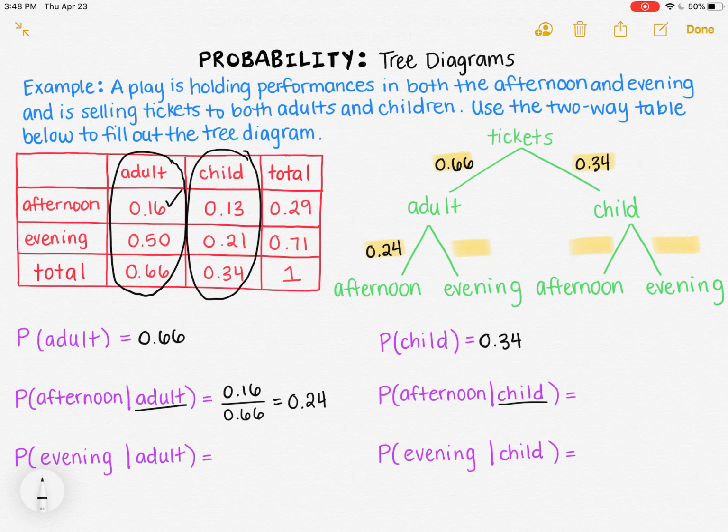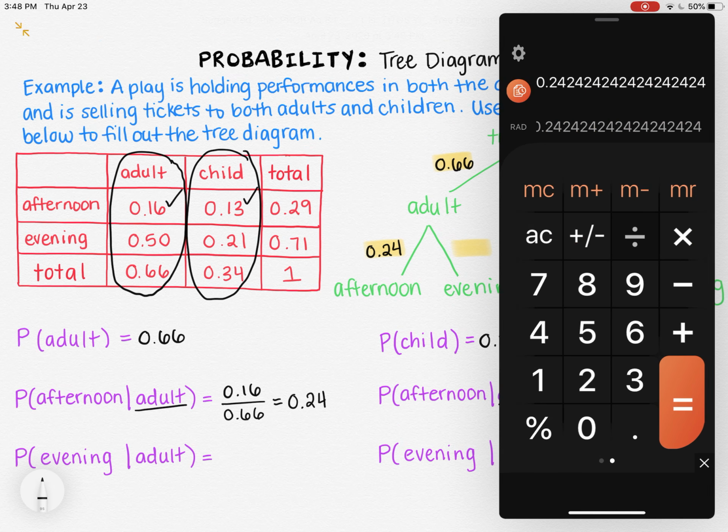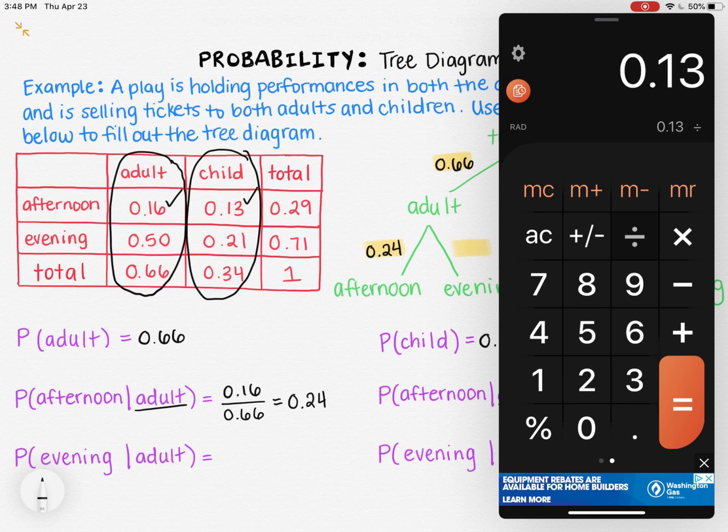Now I need to check off the probability that I'm looking for, which again is the probability that the ticket is in the afternoon. So I go to the afternoon row and stay in my child column and check off the number 0.13. My denominator is the total probability that a ticket is for a child, which we already know is 0.34. And the numerator is the probability that the ticket is for the afternoon and for a child, which we checked off as 0.13.